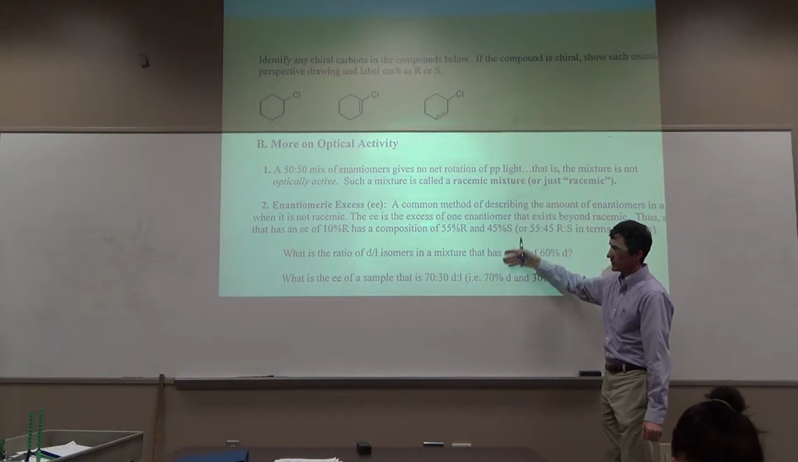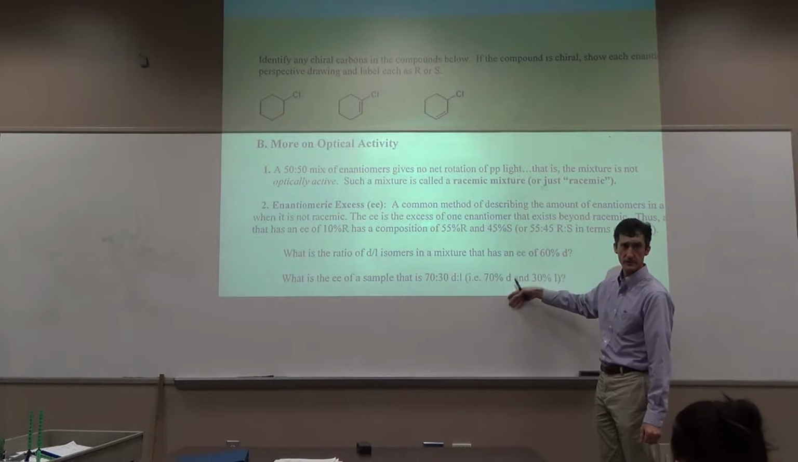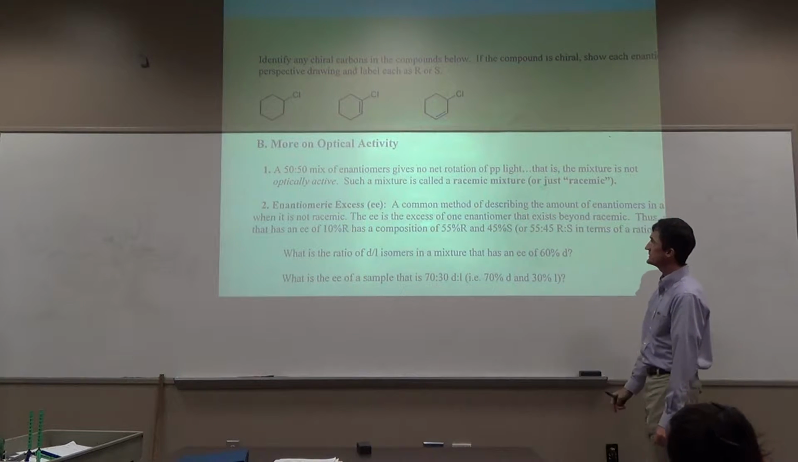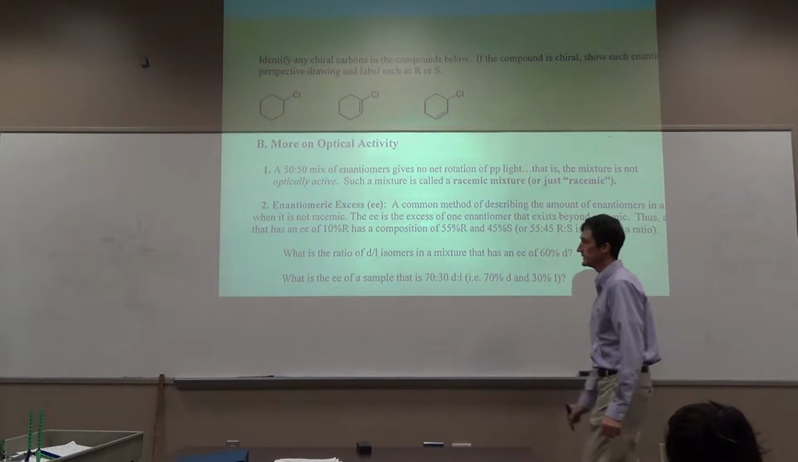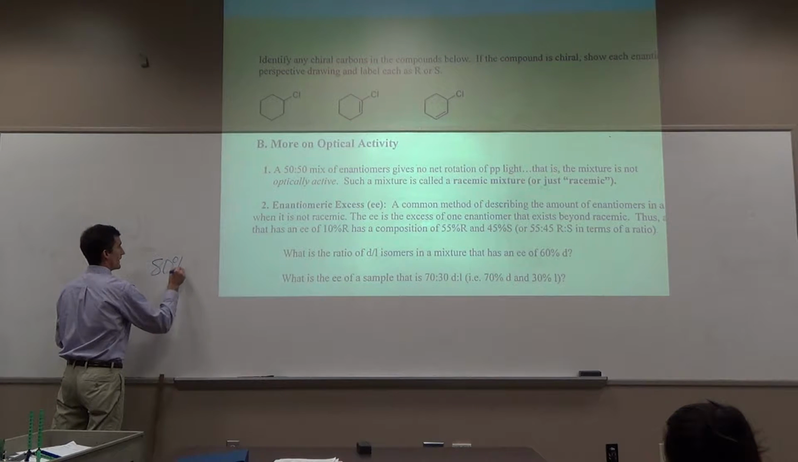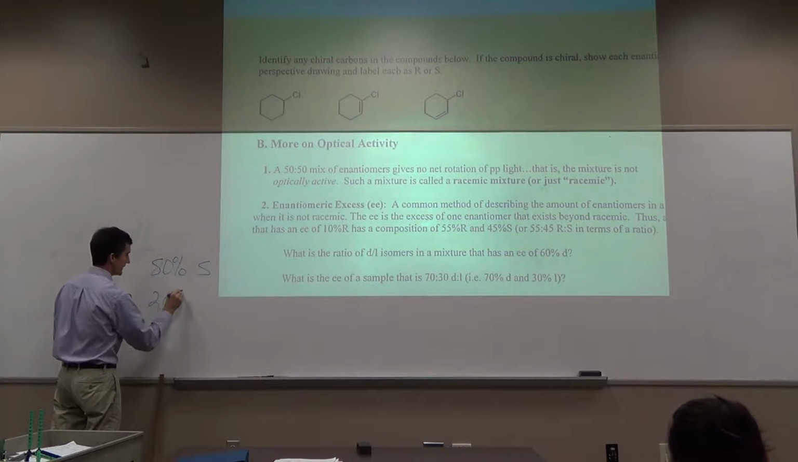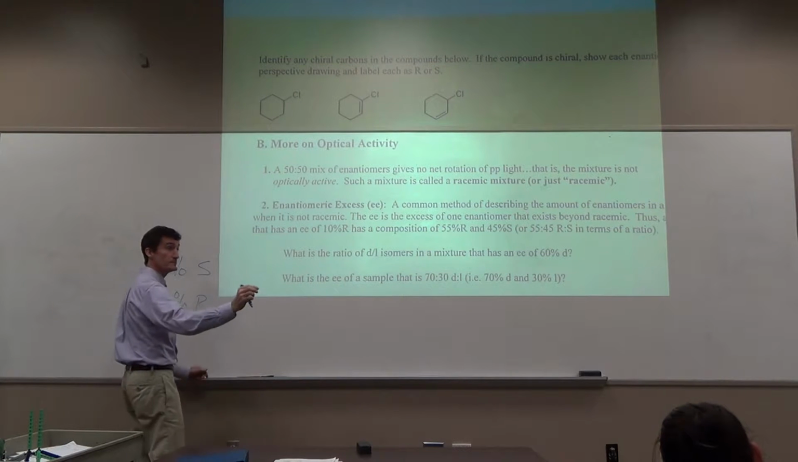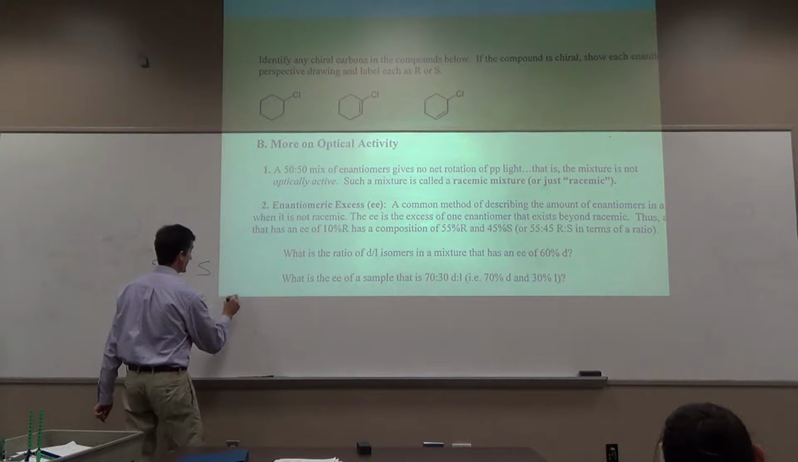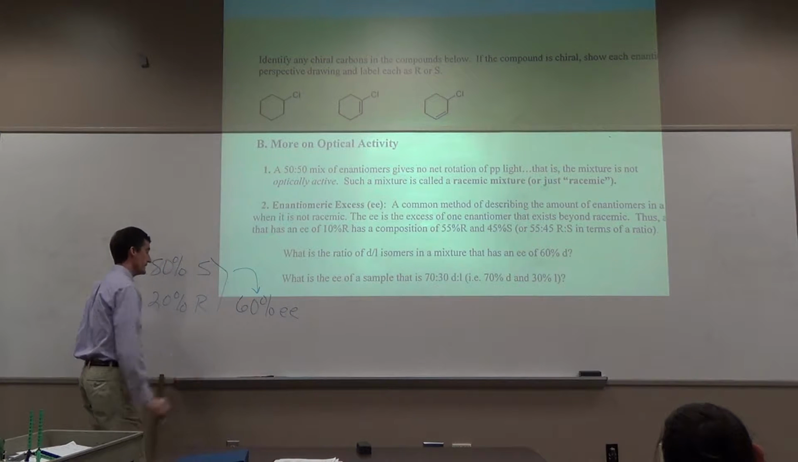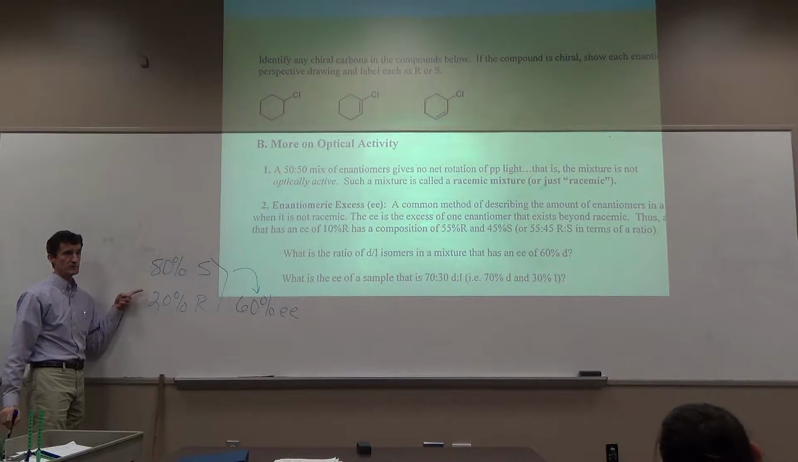The EE is the excess of one enantiomer that exists beyond racemic. We're going to do a little bit of math here, and if you want formulas, look in the textbook. I'm not going to give you a formula; I'm going to explain it to you. For example, if a mixture is 80% S enantiomer and 20% R enantiomer, what is the EE of this mixture? 60%. Yes, it's a 60% EE. It's really the difference between your two percentages.